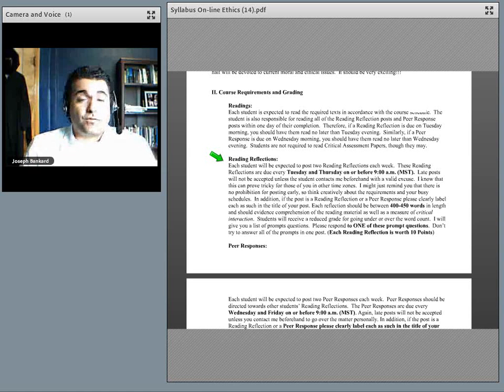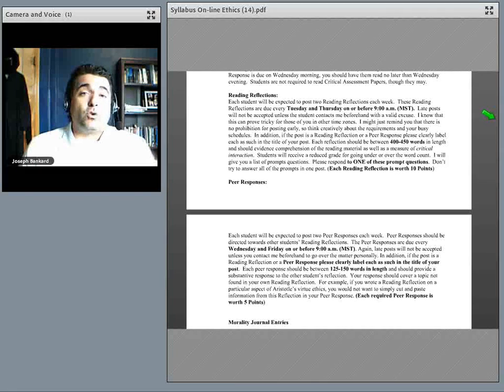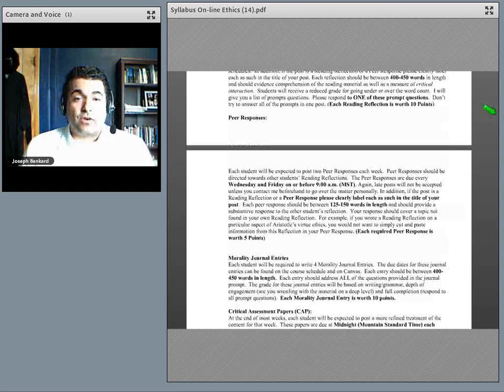The reading reflections are each worth, you can see, 10 points down here. I will grade them promptly, and I will give you individual feedback on them. And usually you can find that on the grade book. The next big thing are peer responses.